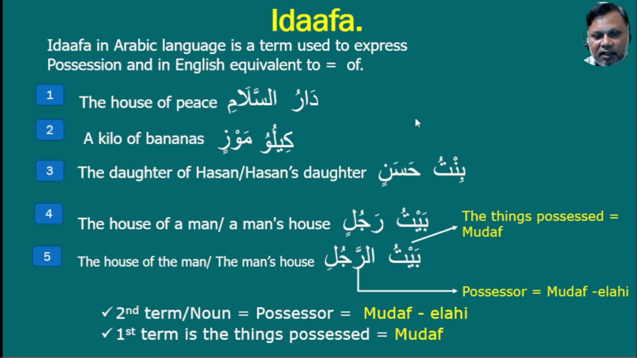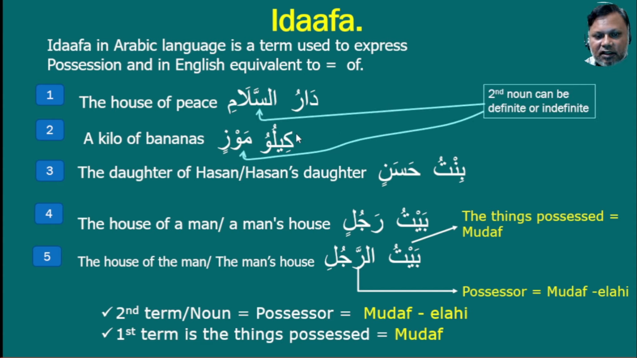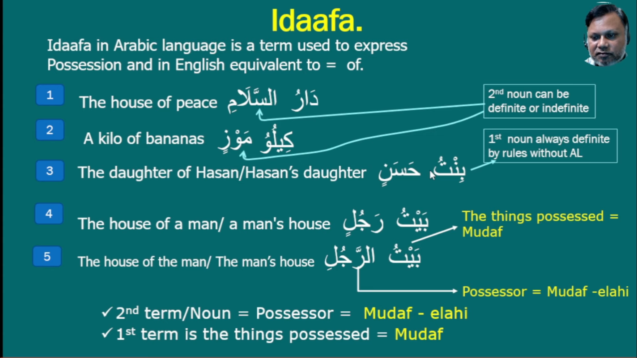Now, if we notice the second term, like here, there is an al, Darus Salam, As-Salami, and in the second example, Kilu Mauzin, here there is no al. So the second term can be definite or it can be indefinite as well. But the first term, like here baitu, there is no al. Though the first term has no al, it is a definite noun.